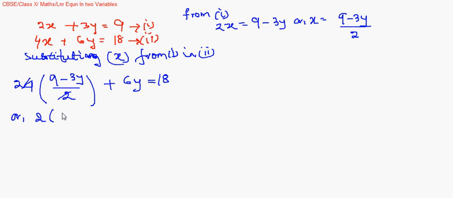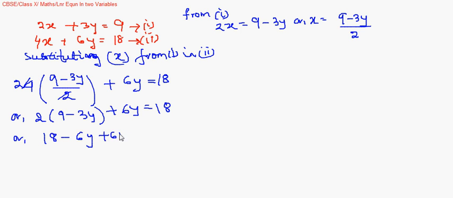9 minus 3y plus 6y equals 18, or it is 18 minus 6y plus 6y equals 18. Can you see what I reached in this question?